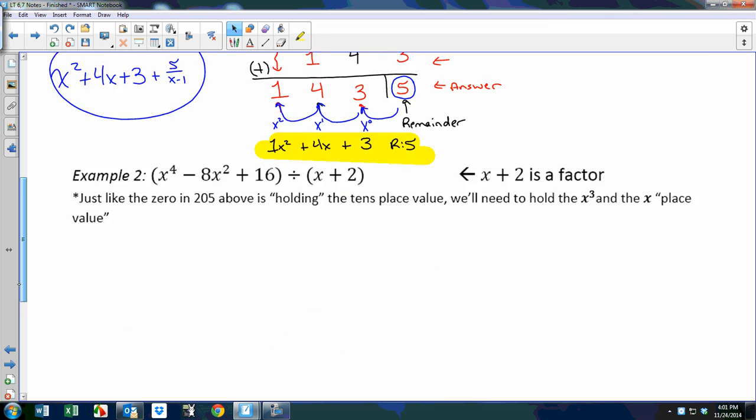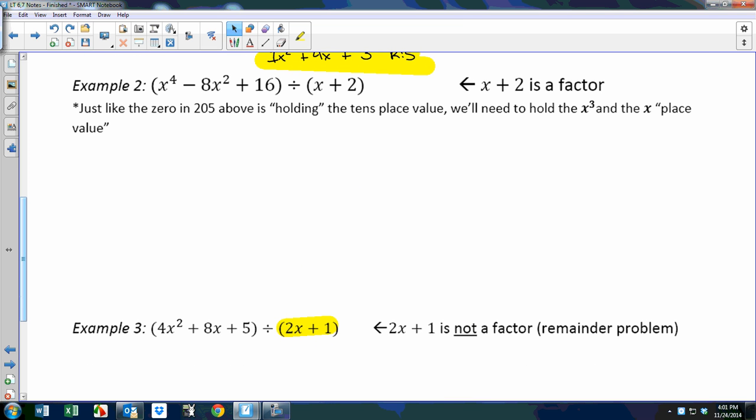All right, let's look at another example. Example 2. For starters, the thing that you're dividing into, again, like in learning target 6, is missing some of the place values. It's missing an x cubed term. So you have to insert 0x cubed to kind of hold that place value, just like before. It's also missing an x value, so we'll have to add a 0x in there. And then it has the 16.